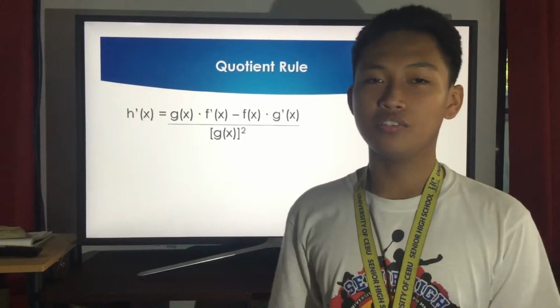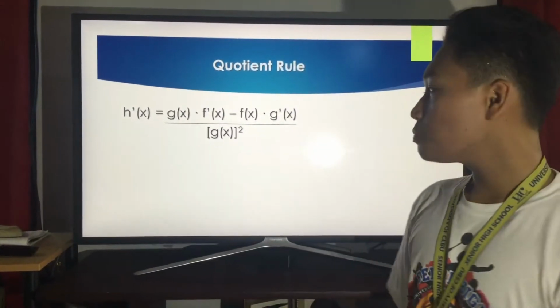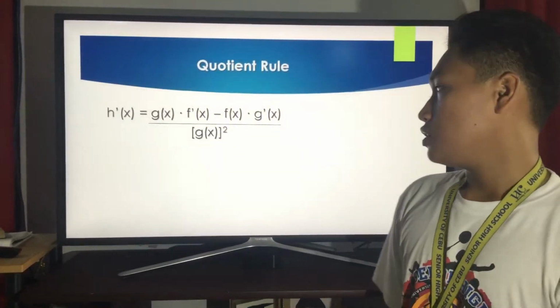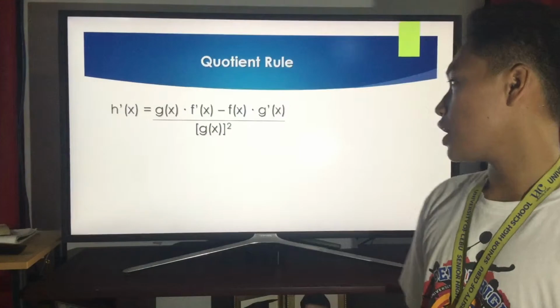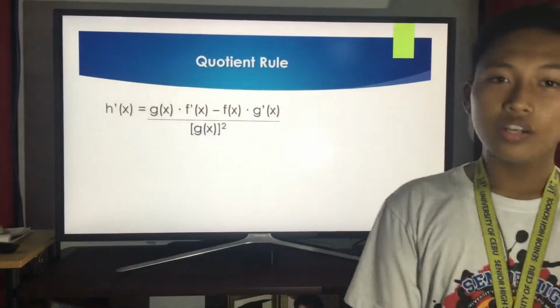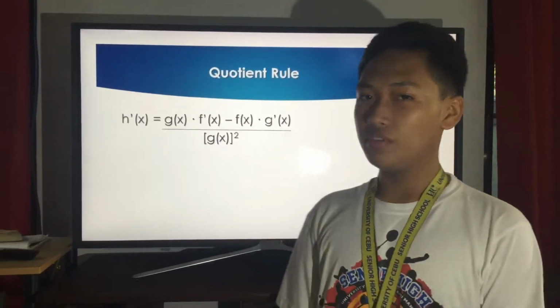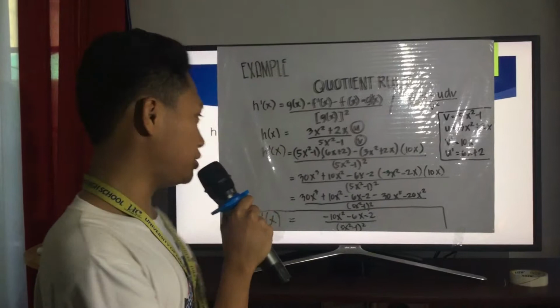The next rule is the quotient rule. The formula for the quotient rule is h prime of x is equal to g of x times f prime of x minus f of x times g prime of x, all over g of x squared, or v du minus u dv all over v squared. Here is an example of a quotient rule.